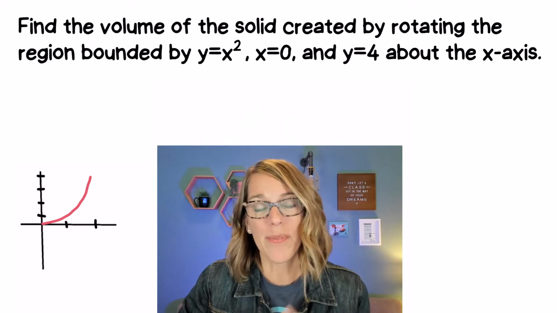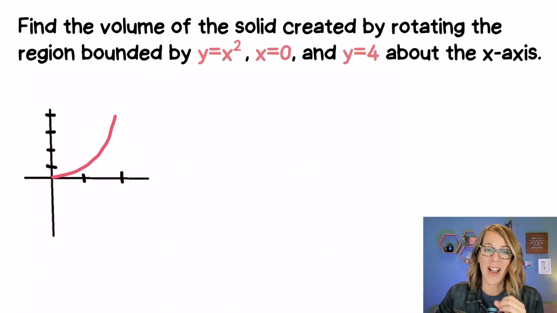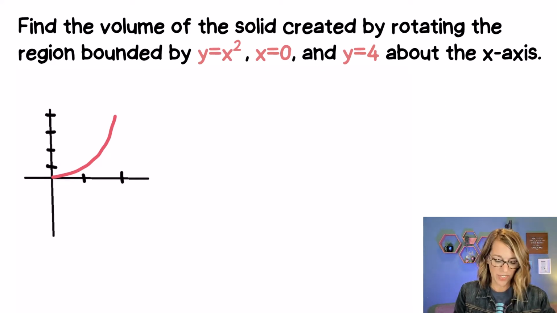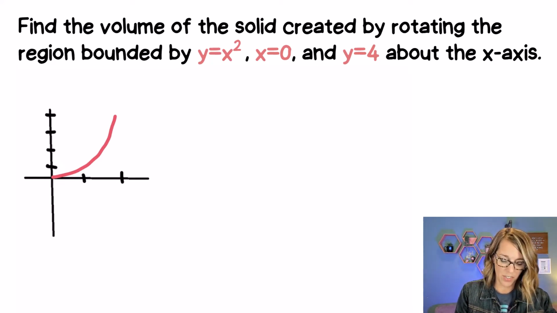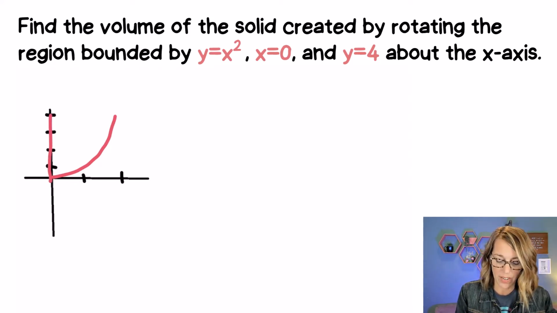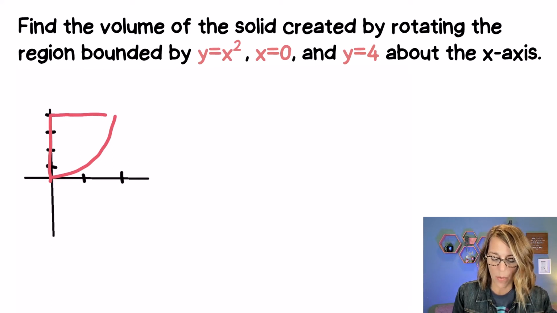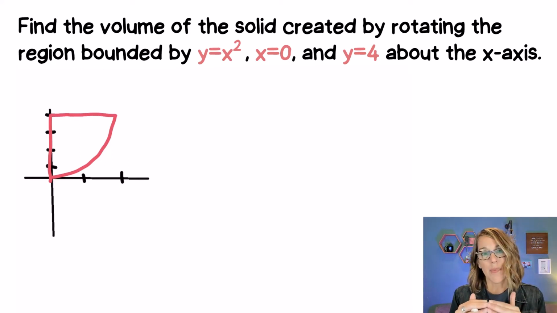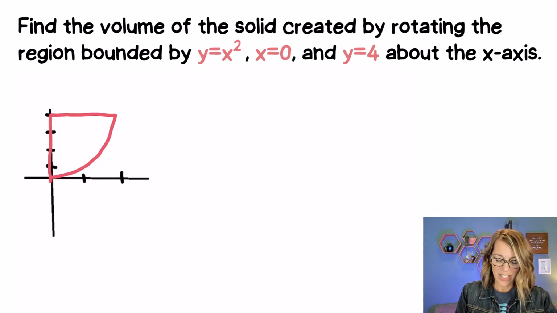In this example, we're going to take the area bounded by y equals x squared. That's my parabola. X equals 0 is just my y-axis. I'm going to go ahead and draw a line there. And then y equals 4. That line goes right through my y-axis at 4, but it really lines up with my area here. So I'm going to go ahead and take this region and revolve it around the x-axis.